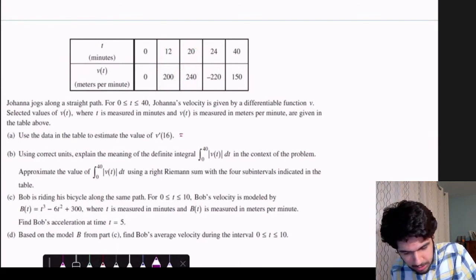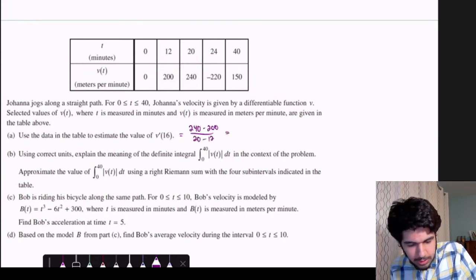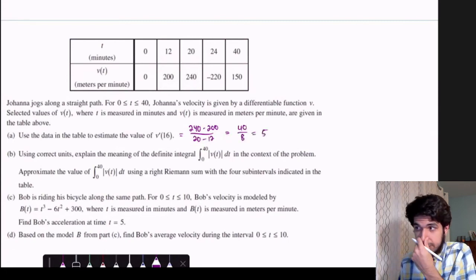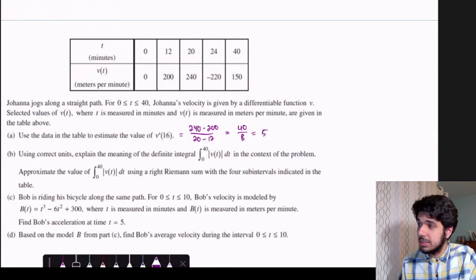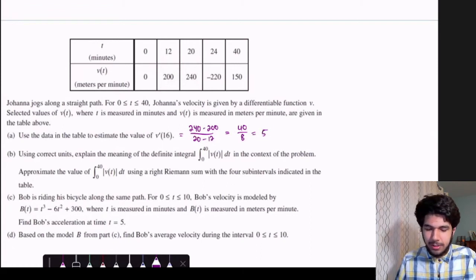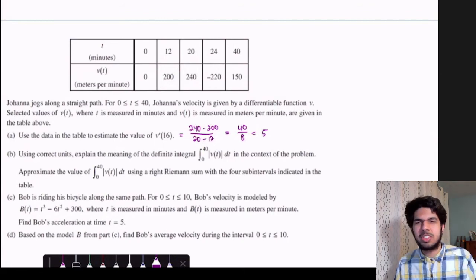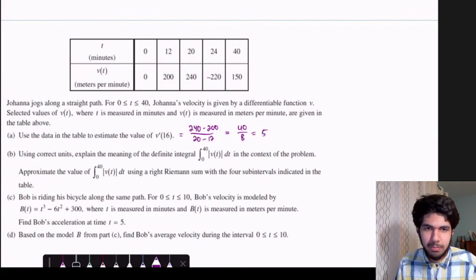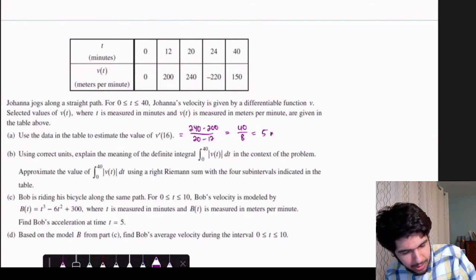So we'll do (240 minus 200) divided by (20 minus 12). So that's equal to 40 divided by 8, which is equal to 5. And then we want to have correct units. So v(t) is meters per minute. We're taking the slope of that with respect to minutes. So this would be meters per minute squared.